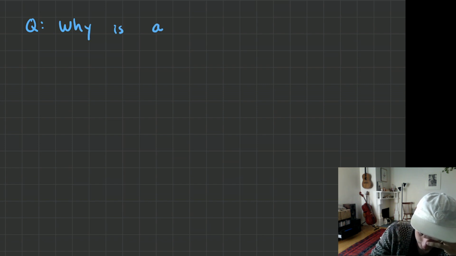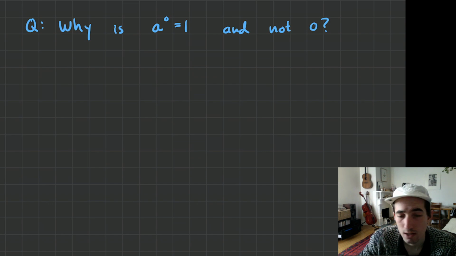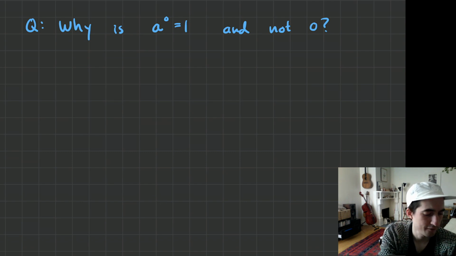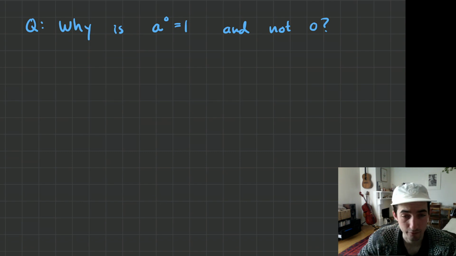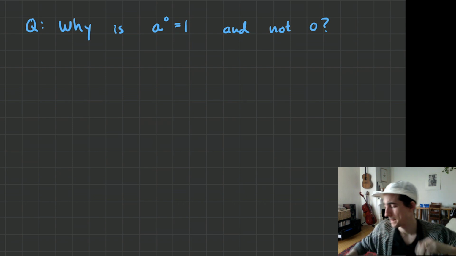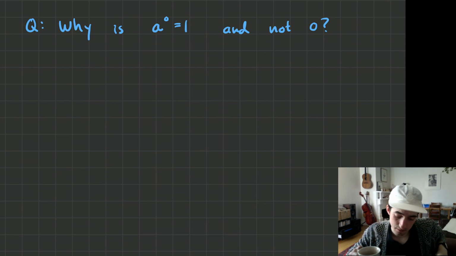The question: why is a to the power of 0 equal to 1 and not 0? Everyone tends to think that it should be equal to 0. And that would be true if exponents were multiplication, right? A times 0 is 0. But a to the power of 0 is not 0.